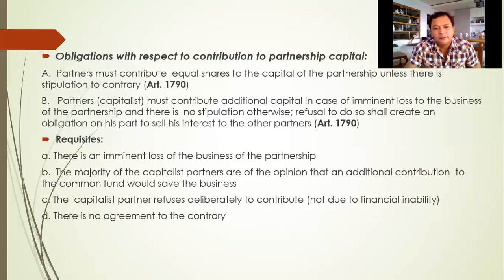No? Or he is exempted from making any additional contribution. Okay. So you have to remember here that the capitalist who fails to make additional contribution, in the case that the partnership is on the verge of imminent loss, losing the business, then that capitalist partner will be compelled to sell his interest to the other partners. That's in Article 1790. If you have a book, you can refer to it and read Article 1790.